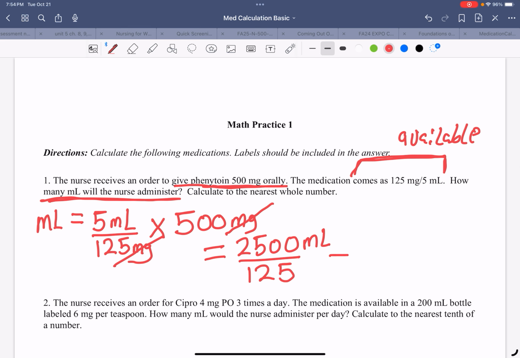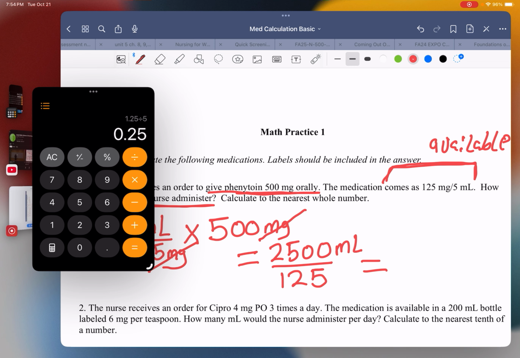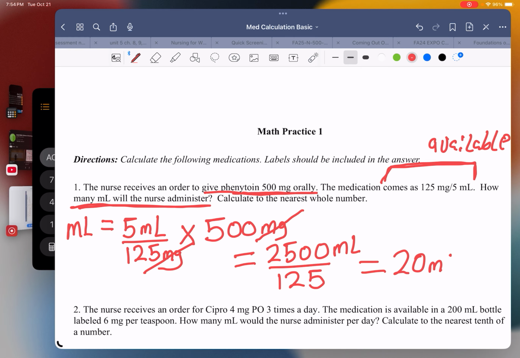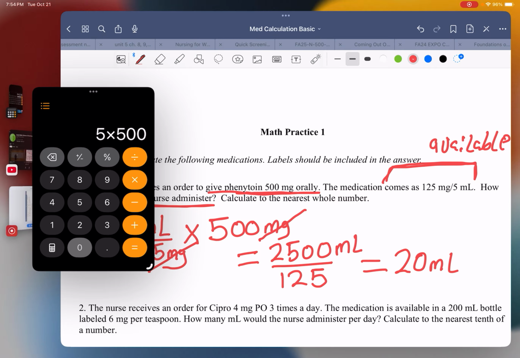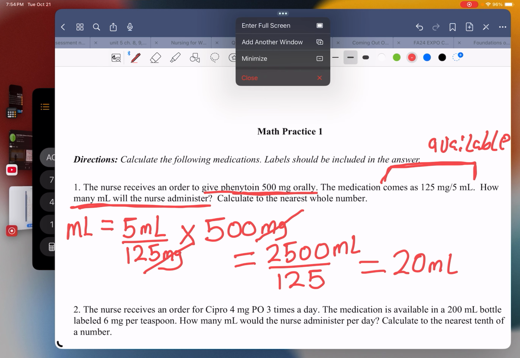Don't forget your unit. Just carry your unit as you go, so you can make sure it does make sense. So 2,500 divided by 125 equals 20 milliliter. All right, so let me go back again. The way I got my 2,500 is, you always multiply the top. Especially when you are multiplying, you have to make sure you are multiplying by the top. So I did 5 times 500, which is the 2,500, then I just divide it by the 125, and that's why I get the 20 milliliter.